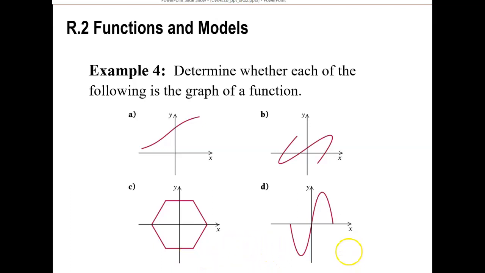And then D is, again, yes. Any place you draw a vertical line, you're only going to touch it one time. Like here, one time, right? No matter where you put it, you're only going to hit the graph once. Or maybe you put it way out here and that doesn't touch it at all. That's fine too, as long as it doesn't hit it more than one time. So A is yes, B is no, C is no, and D is yes again.